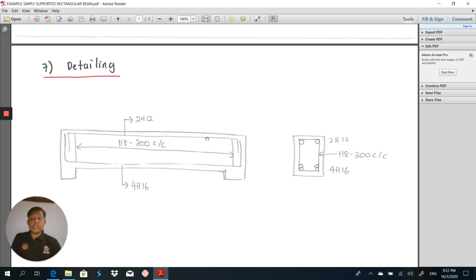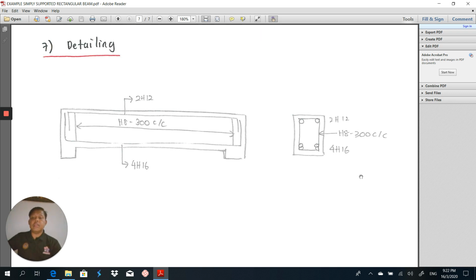Here is the cross section. We cut the section here, and then we get this section of the beam, which has 4H16 at the bottom and 2H12, which is the hanger bar, which we did not design; we provide it based on the minimum area required. And then this is the link H8 at 300 center to center.